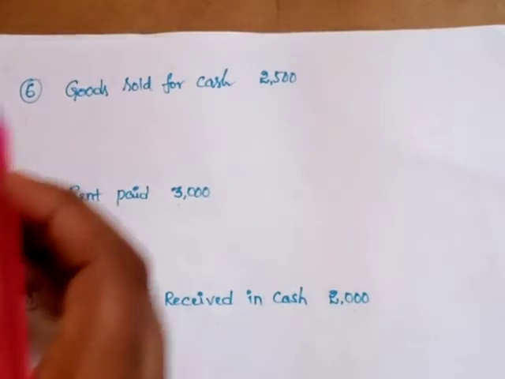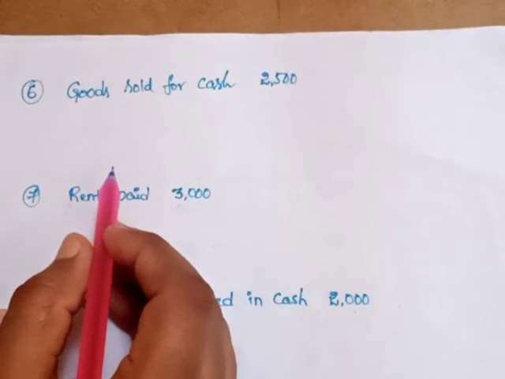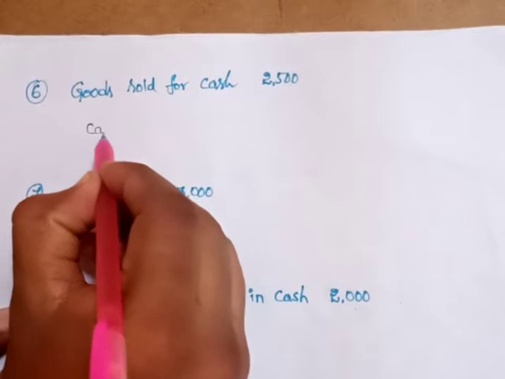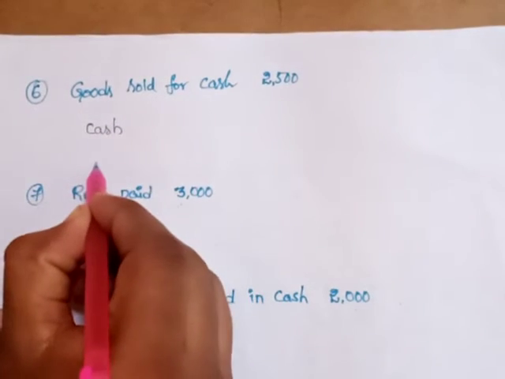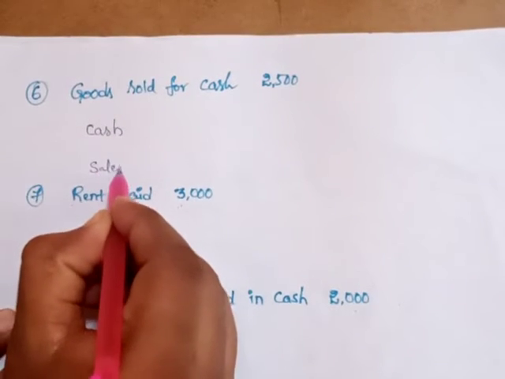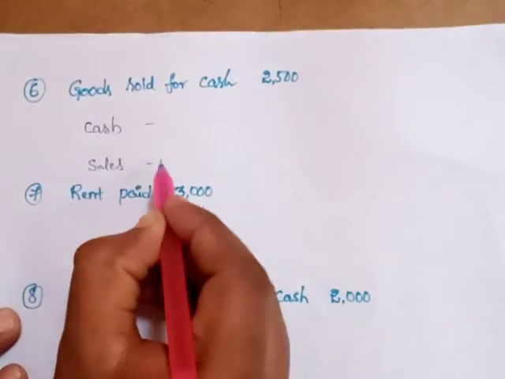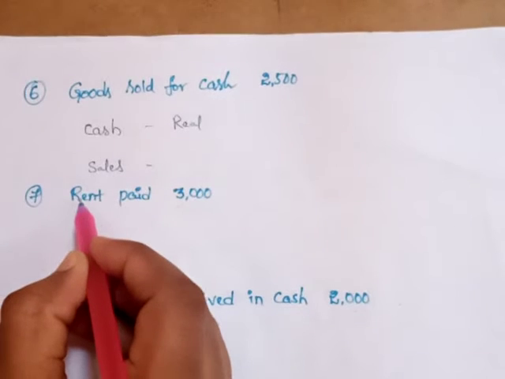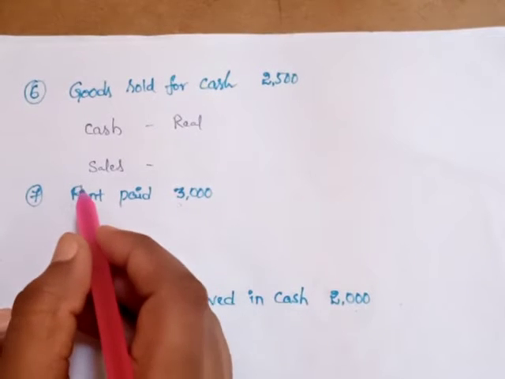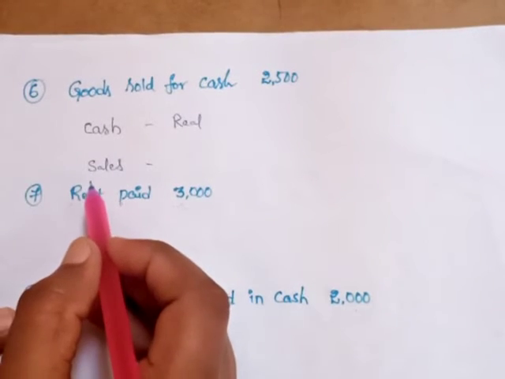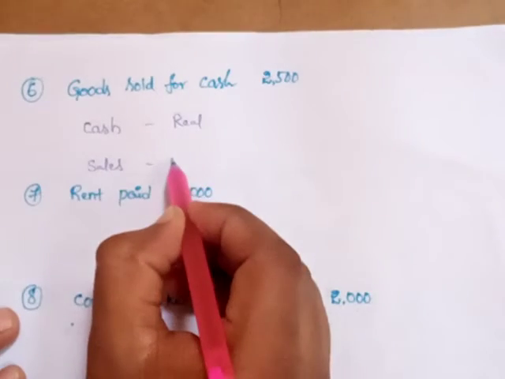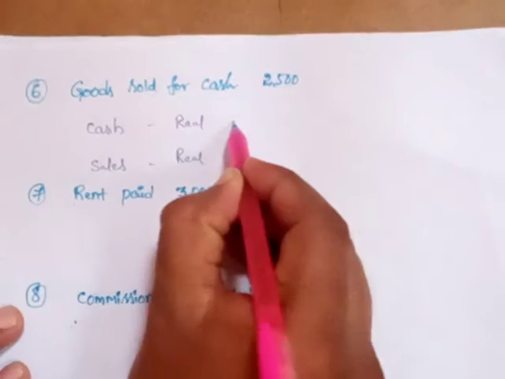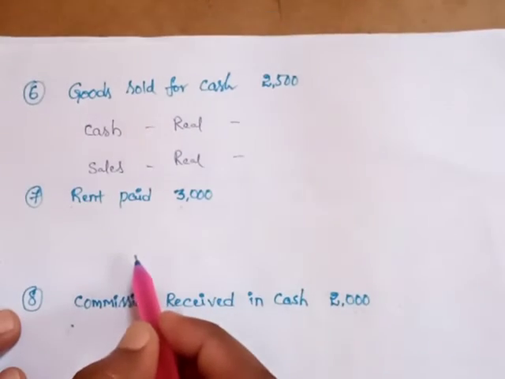Goods sold for cash. In this transaction, two aspects are there. One is cash, second one is sales. So cash is an asset. That's why it's a real account. And sales, so what we sold here, goods. So goods is an asset. That's why it is also a real account. So both are real accounts.